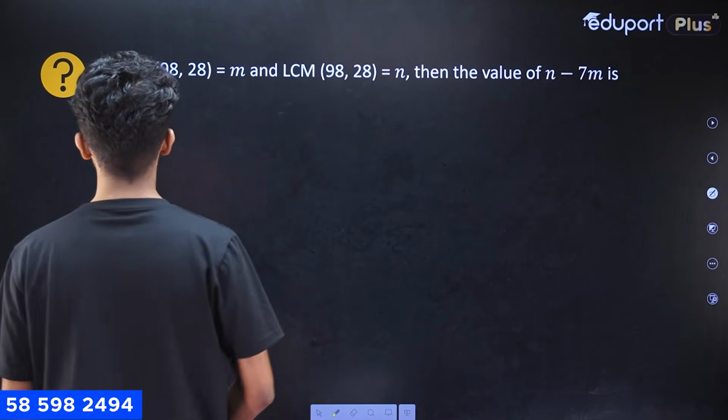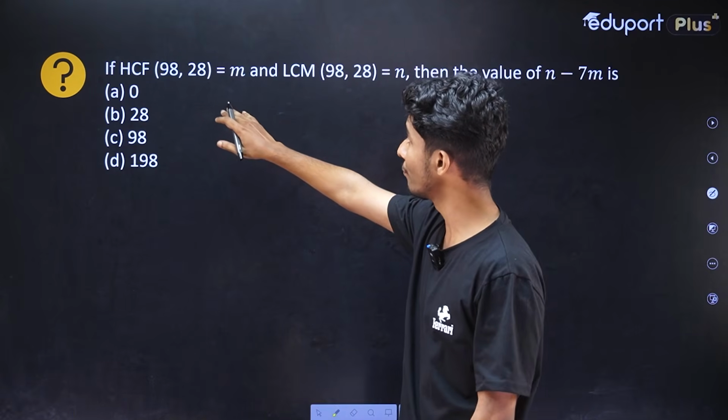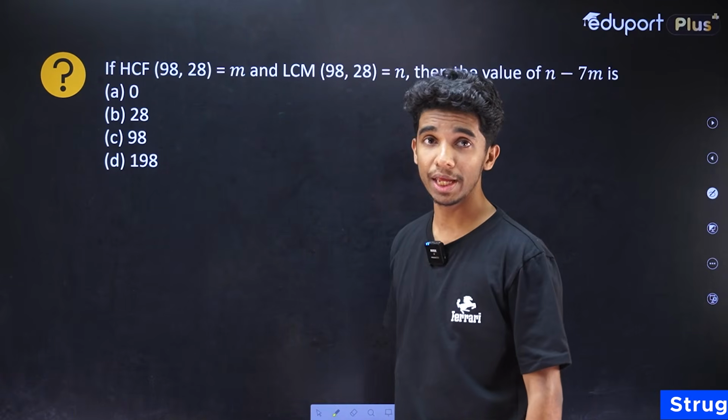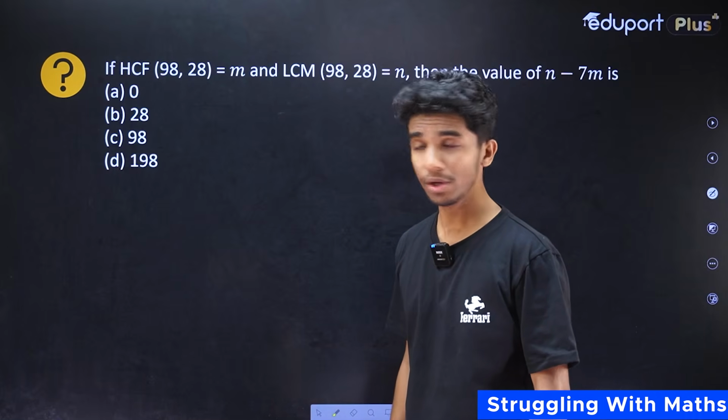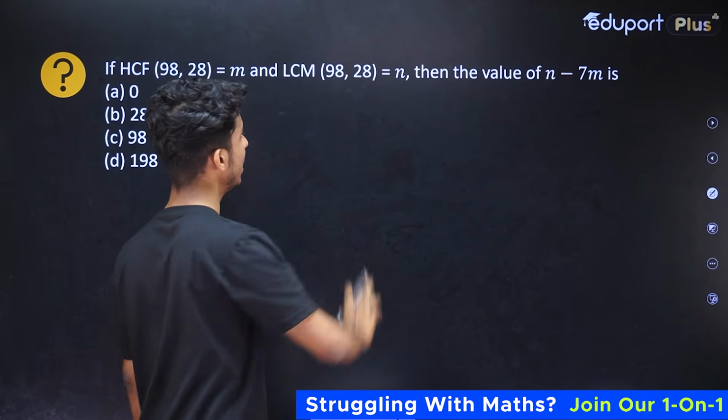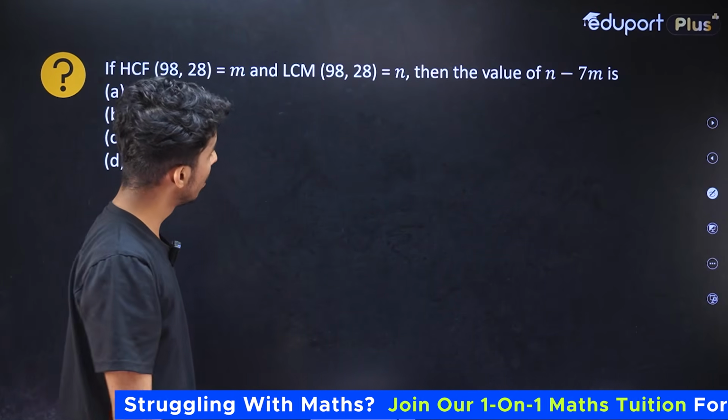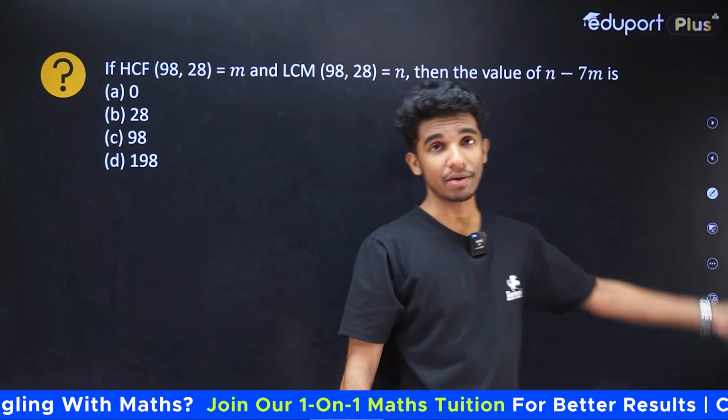Okay, so the next question is: the HCF of 98 and 28 is M, and the LCM of 98 and 28 is N. Then find the value of N minus 7M.